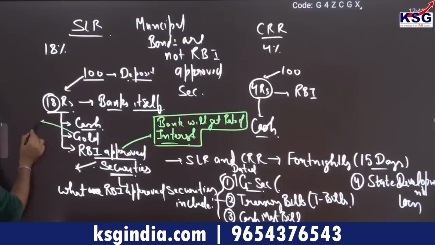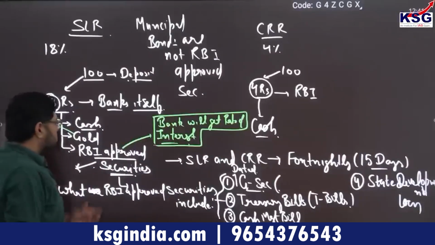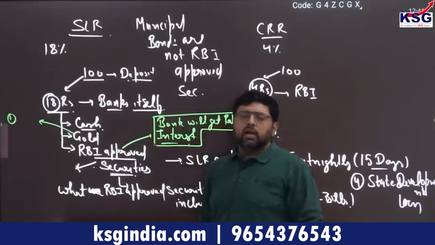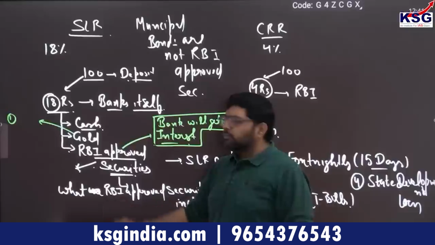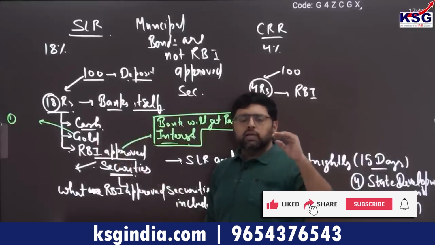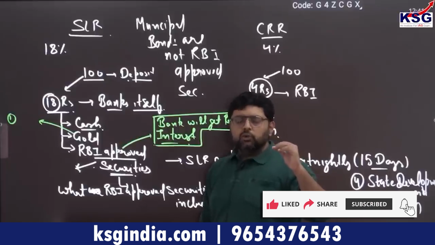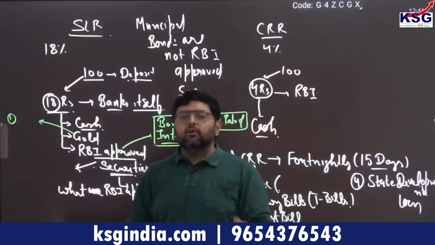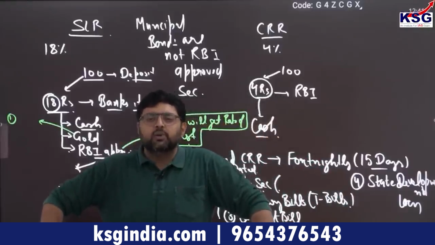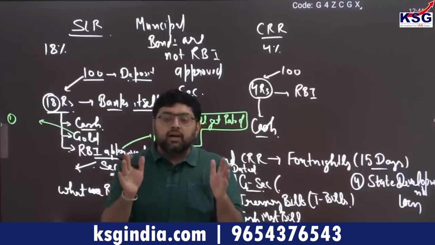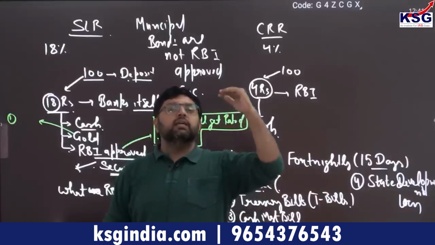Similarly, in gold, you have to remember 2 things. For example, out of 18 rupees, 8 rupees you put in RBI approved securities, some 4 or 5 rupees you put in gold. Whatever amount of gold you purchase, its price is going to increase every year. First of all, remember that the bank is not going to purchase jewelry. Bank is going to purchase gold bars. So the price of gold bar will increase every year.